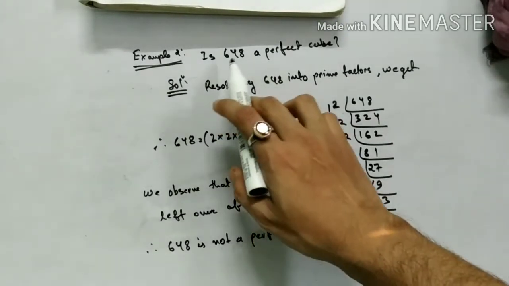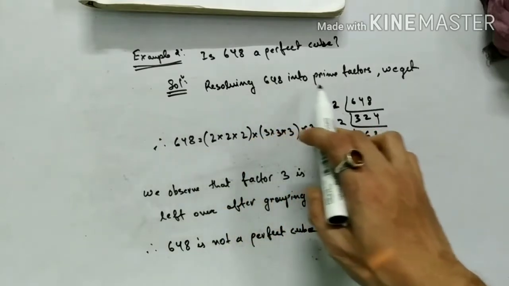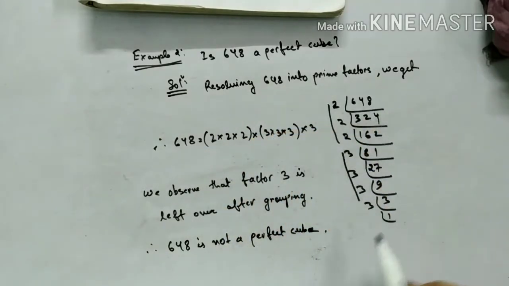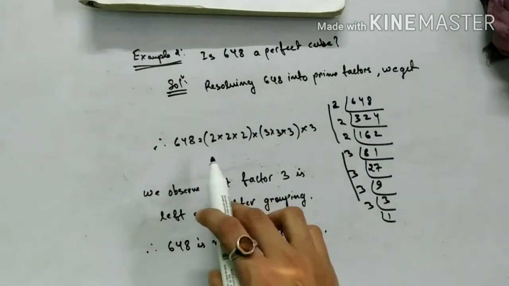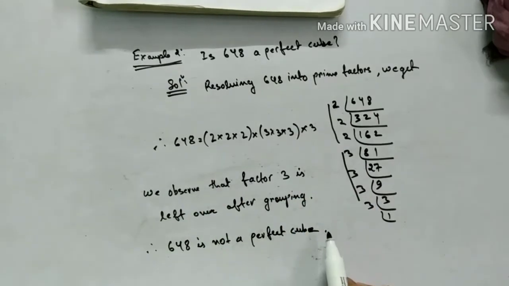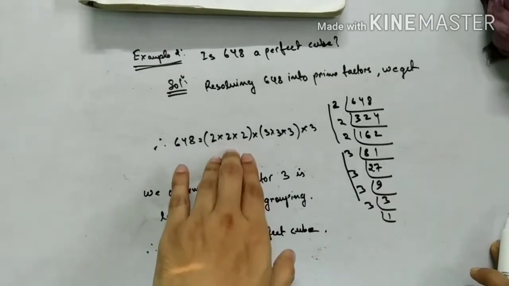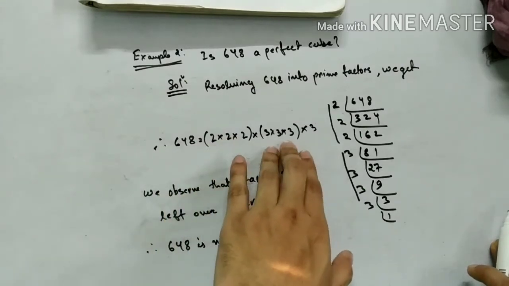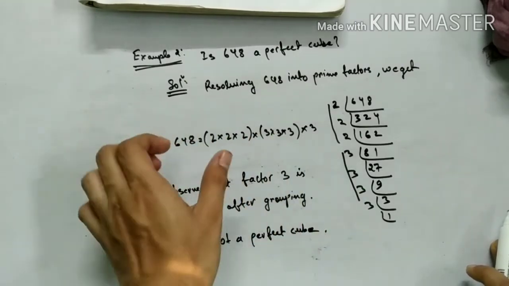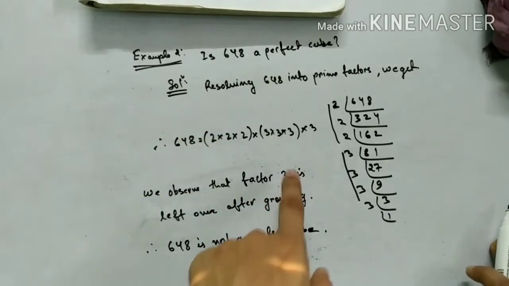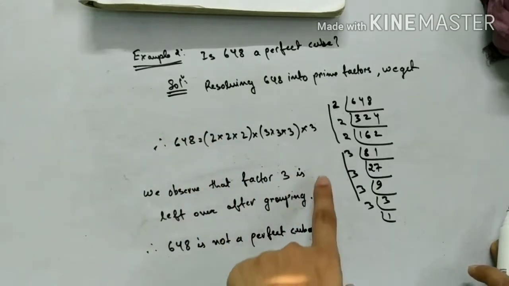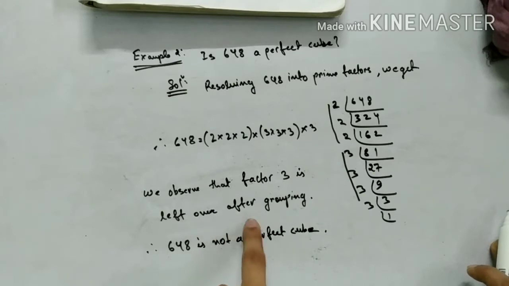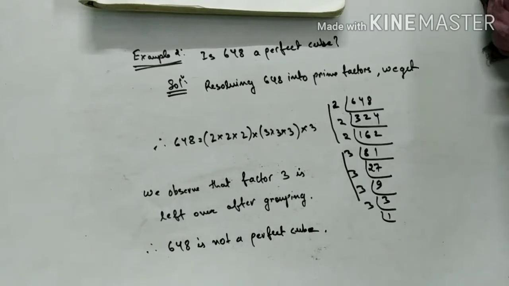So first of all, is this a perfect cube? Resolving this into prime factors, we get, I have to do the prime factorization. So 648 is equal to this one I will get. In one group we will put 3 equal factors. Understand? So in here you see after grouping it is observed that factor 3 is left over after grouping. So therefore 648 is not a perfect cube.